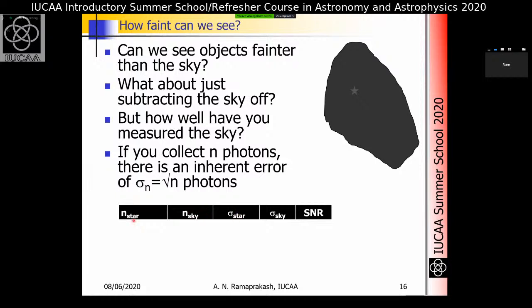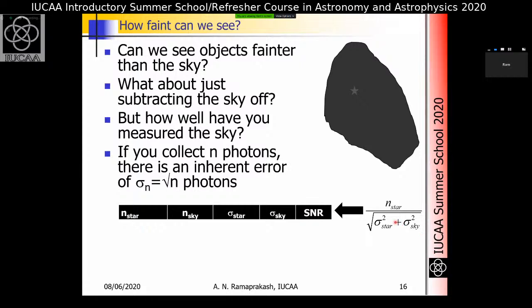Sigma star is nothing but the square root of this. Sigma sky is nothing but the square root of the number of photons you collect from the sky. And the signal to noise ratio is nothing but the signal, which is the photons you collect from the star, divided by the total noise. The noise from the star, noise from the sky added in quadrature.